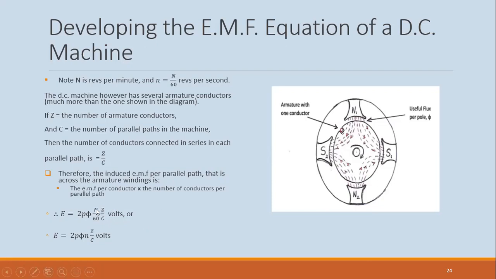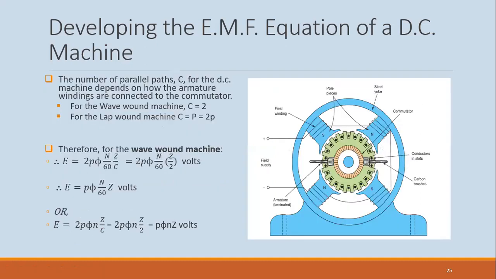All right, so I could write it in terms of revs per minute divided by 60, or in terms of revs per second. These two are basically the same. Now remember that for a wave-wound machine, the number of parallel paths is equal to 2, while for a lap-wound machine, the number of parallel paths is equal to the number of poles, or 2 times the number of pairs of poles.